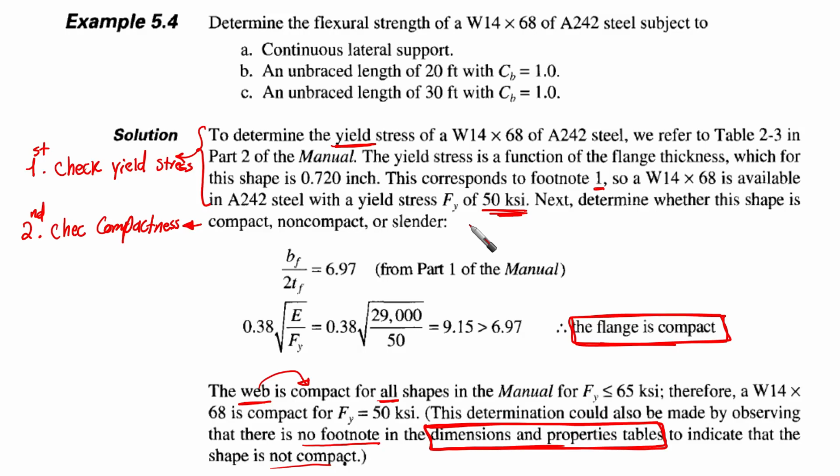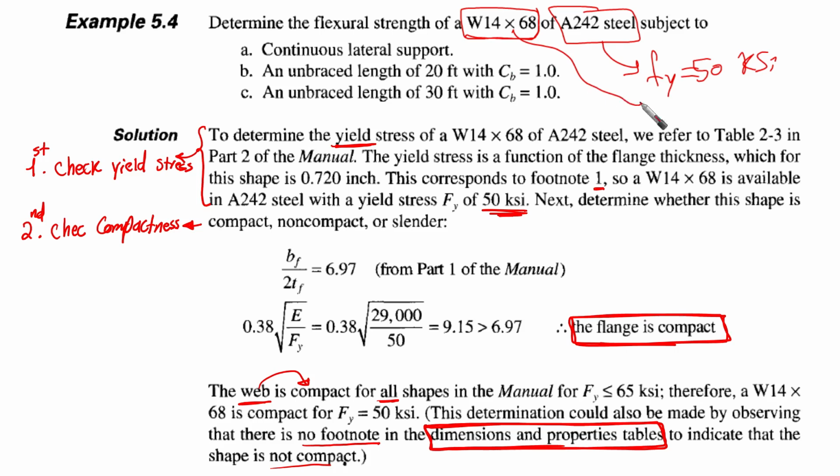Okay. Next, determine whether this shape is compact, non-compact, or slender. We want to know what this shape is. It is compact. So now, for the steel, we know that Fy equals 50 ksi. Now for this shape, what is the type of this shape, compact or not? Then we're going to check everything. We're going to check the flange and the web.